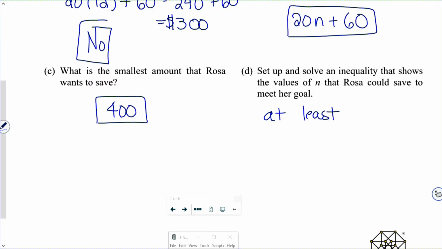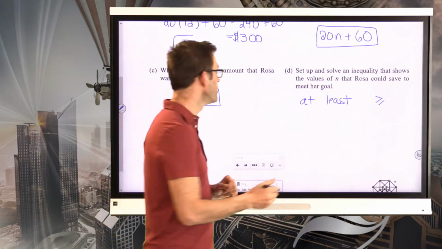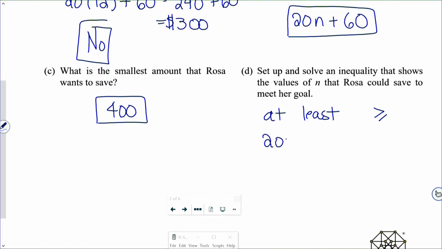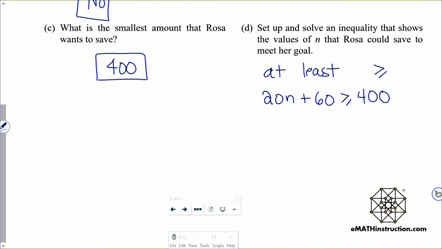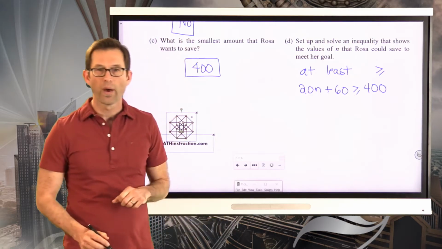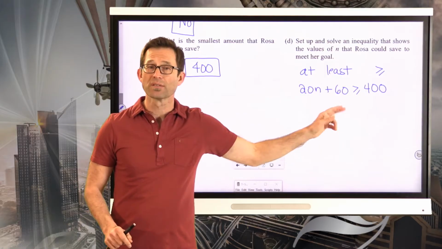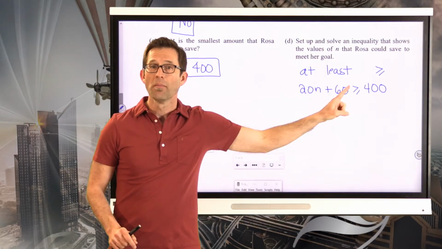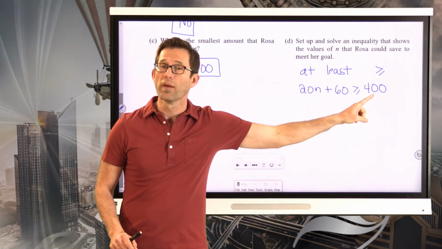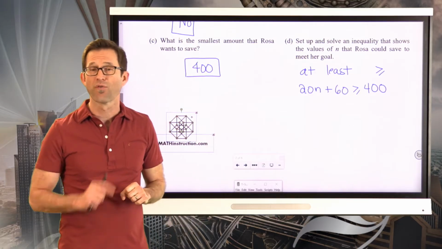The plain fact is the phrase at least is the same as greater than or equal to, right? That's what at least is. So our inequality is going to be 20n plus 60 is greater than or equal to 400, right? That's the inequality that models this problem. 20 times n plus 60, which is the amount of money she saved, must be greater than or equal to the minimum amount of money she wants, which is 400.